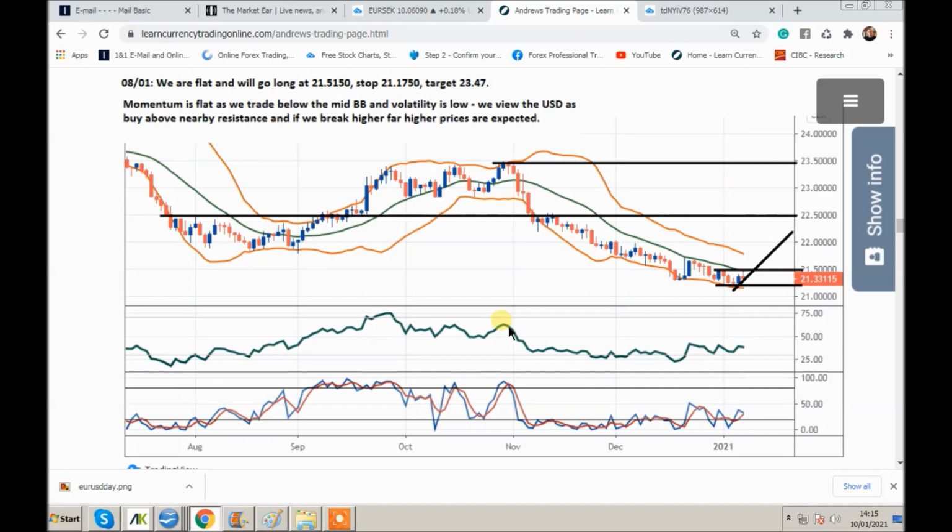Also, the euro is oversold on the Czech krona as well. So, decent risk to reward just to the first level of resistance. Obviously, we've got to get there, maybe even a run on to the second level. If we get to the first level, I'll be pretty happy.